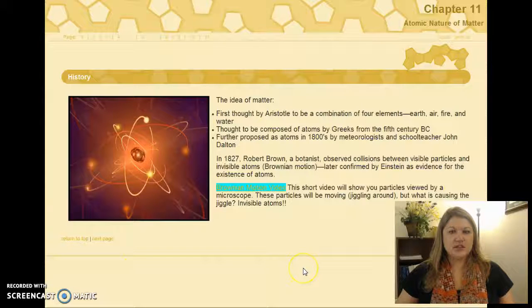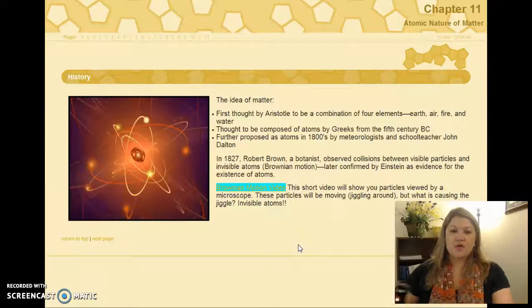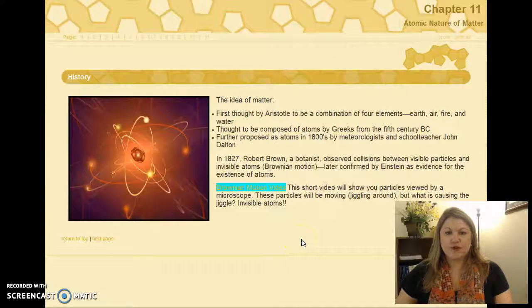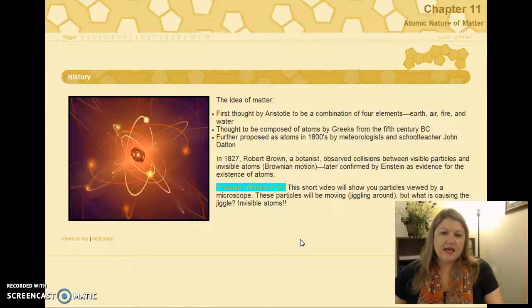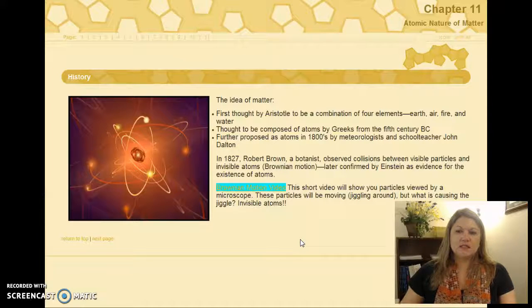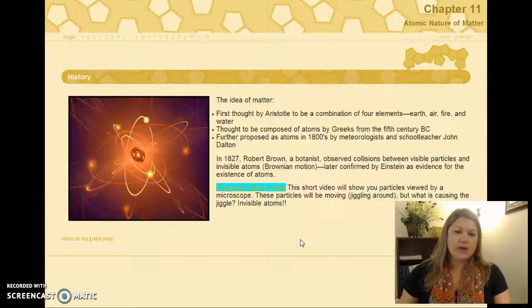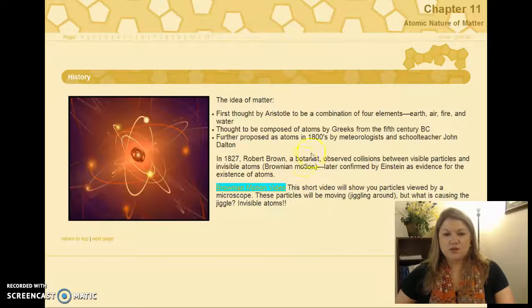Hi guys, chapter 11. We are going to learn about the atomic nature of matter, atomic structure, and what makes up all the atoms. Okay, so just a little bit of history first. We have Aristotle and the Greeks, and then John Dalton, and then Robert Brown, all through the years, as you can see by the timeline here.